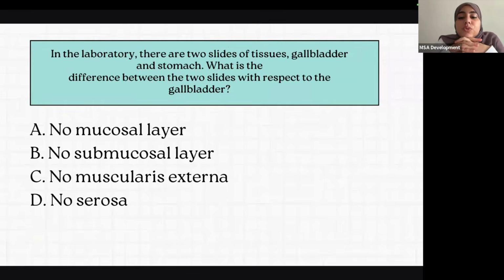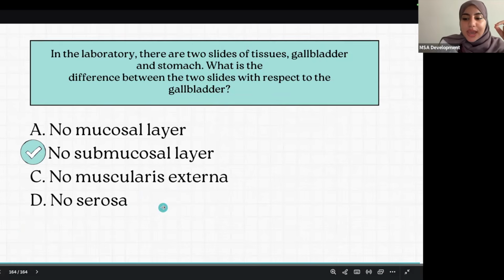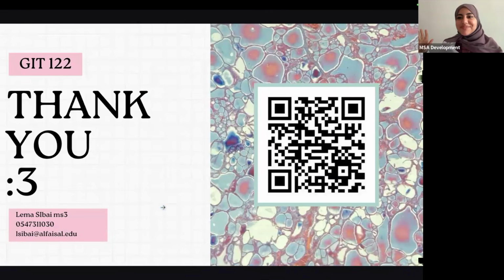In the laboratory, there are two slides of tissues, gallbladder and stomach. What is the difference between the two slides with respect to the gallbladder? What did we say? It has no submucosal layer and no muscularis mucosa. And with that, I'm done.